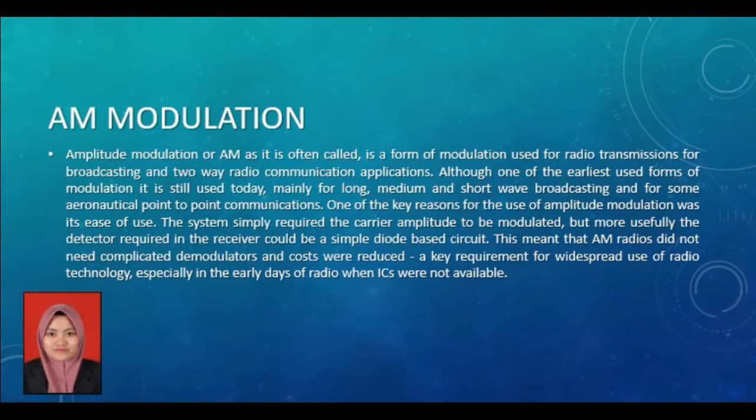aeronautical point-to-point communication. One of the key reasons for the use of amplitude modulation was its ease of use. The system simply required the carrier amplitude to be modulated, but more usefully, the detector required in the receiver could be a simple diode-based circuit. This means that AM radio did not need a complicated demodulator and costs were reduced. A key requirement for widespread use of radio technology, especially in the early days of radio when ICs were not available.